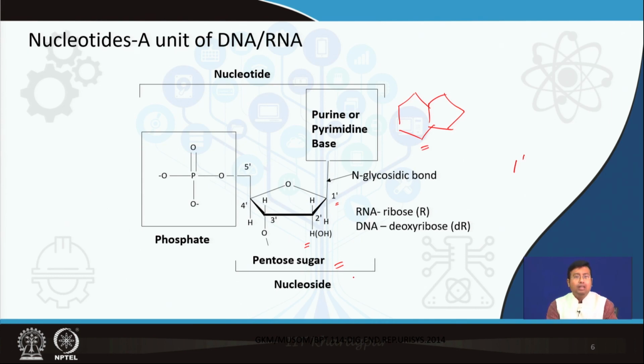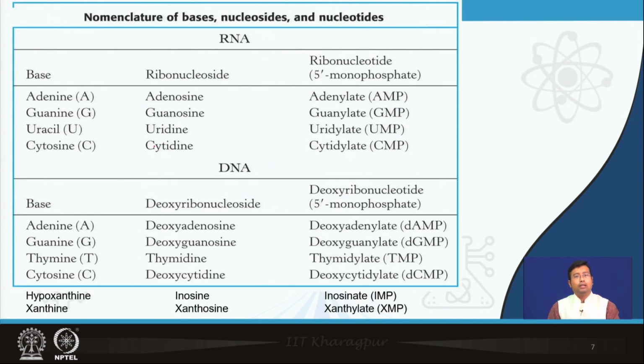And when a phosphate group is attached to it, it becomes a nucleotide. So, a nitrogenous base plus a pentose sugar becomes a nucleoside, and a nucleoside plus a phosphate becomes a nucleotide. All right. So, this fundamental concept should be very clear, and here you can see some examples of bases, their corresponding nucleosides and their corresponding nucleotides.